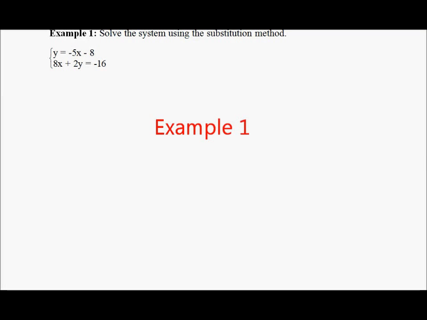Okay, in the previous lesson, you learned how to solve a system of equations by graphing. In this lesson, we're going to learn how to solve the system by using the substitution method. The first system that I have is y equals negative 5x minus 8. The second equation is 8x plus 2y equals negative 16.